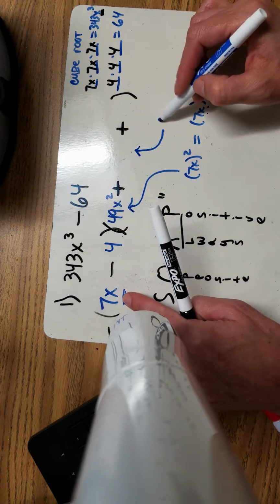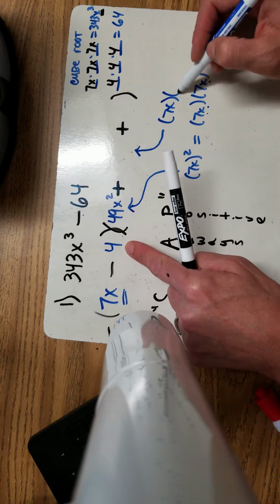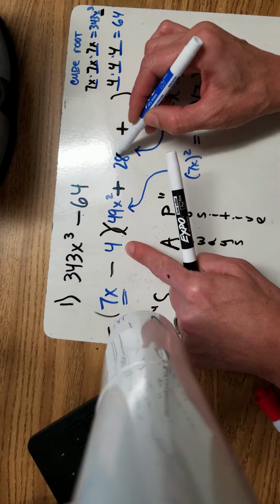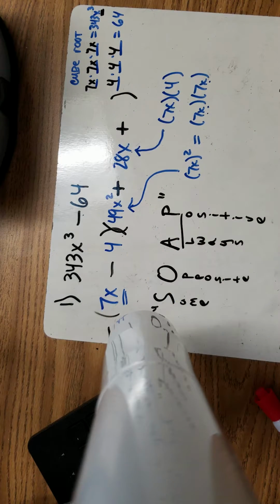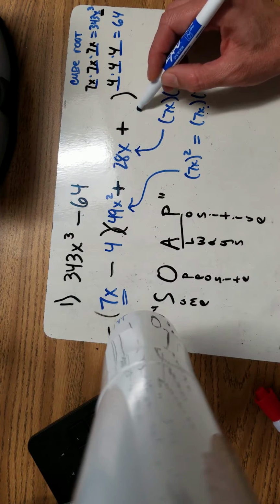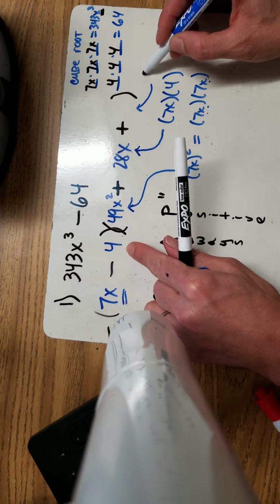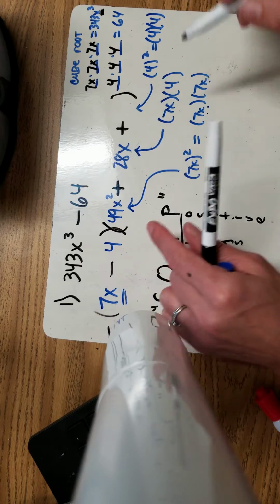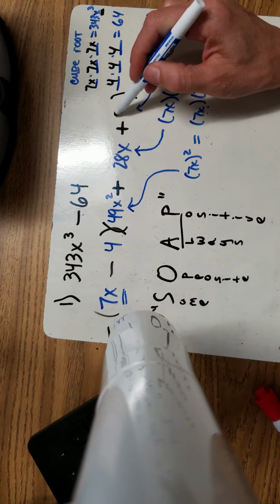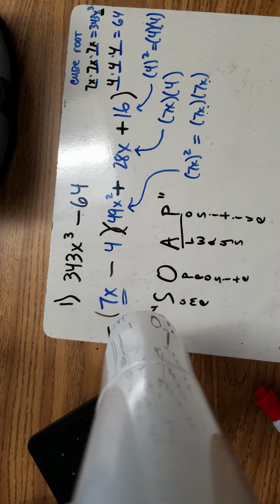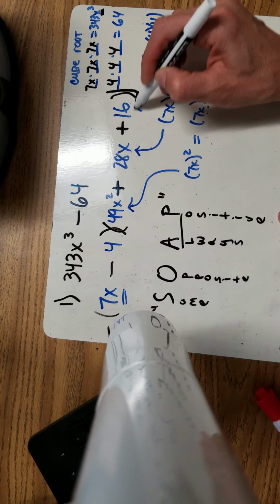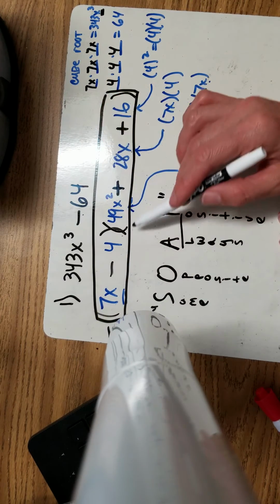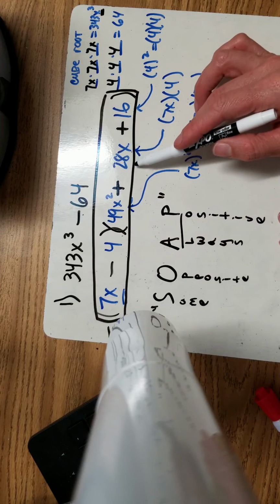Okay? The second term right here is going to be by multiplying the two together. So the first term is 7x. The second term is 4. So if I multiply those two together, I get 28x. Okay? And then the last term comes from squaring the last number. So 4 squared, or 4 times 4, which is 16. So if I erase all that garbage, or I just box in my answer, this difference of cubes factors to this binomial times this trinomial.